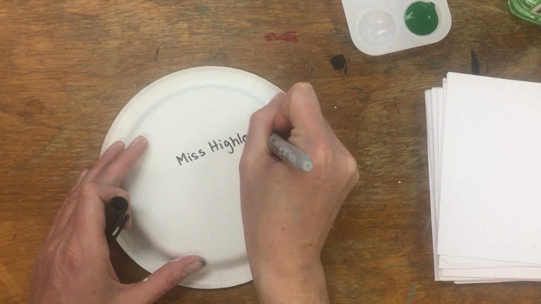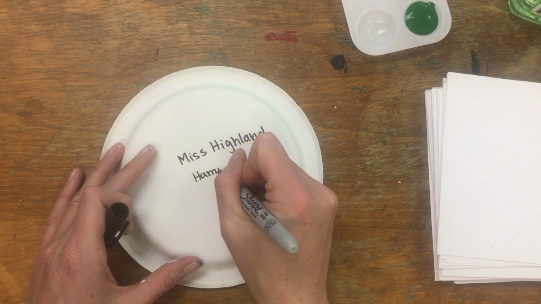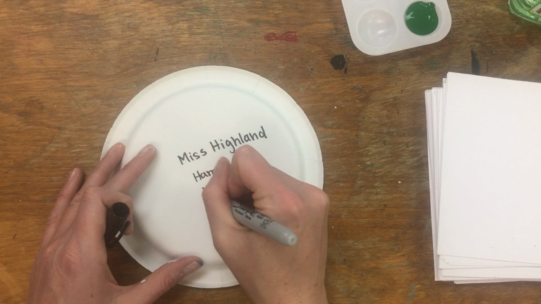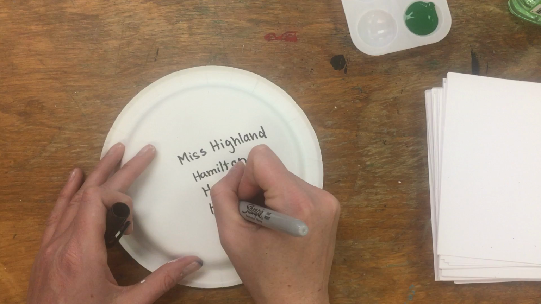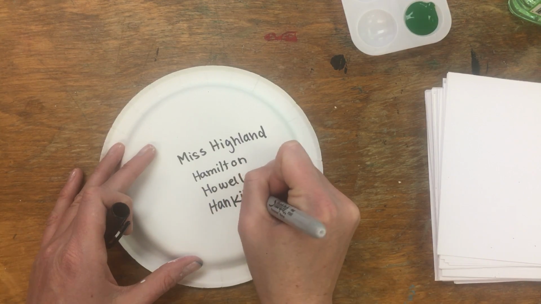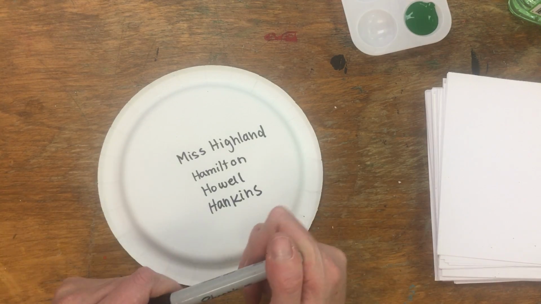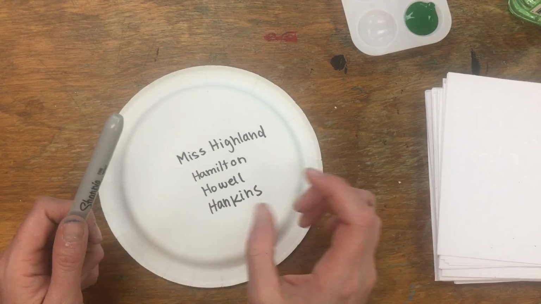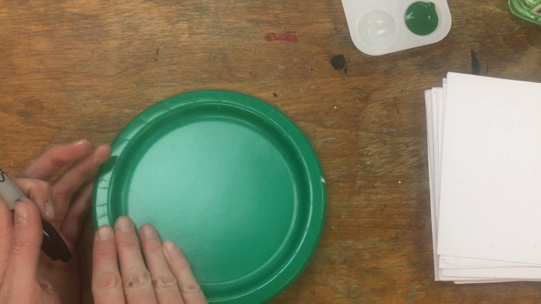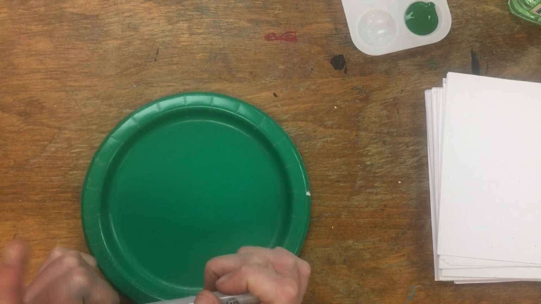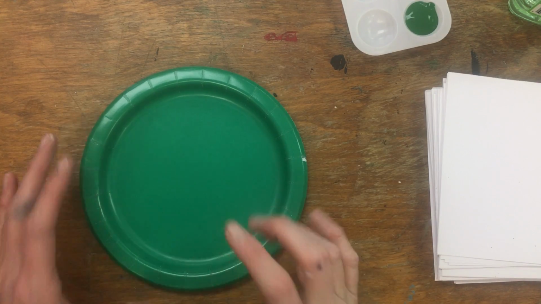So if you are in Miss Hamilton's class, I want you to write her full name. If you're in Miss Howell's class, I want you to write her full name. And if you are in Miss Hankins' class, I want you to write her full name because your teachers all start with the letter H. And if you're in another teacher's class, write the first letter of their last name. W for Wilson, E for Emberton. After you write your name on the back, you can do that in pencil, Sharpie, marker, whatever is available at your table. Then flip it over.